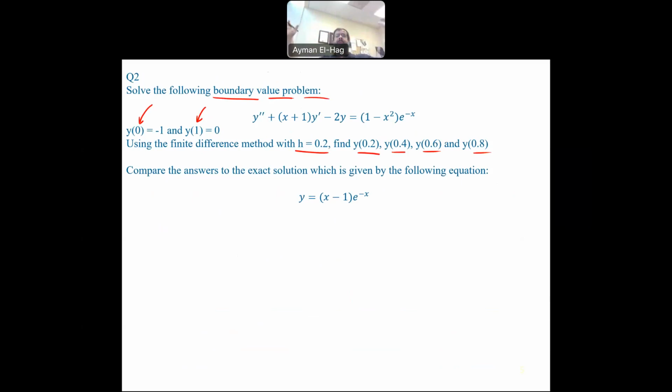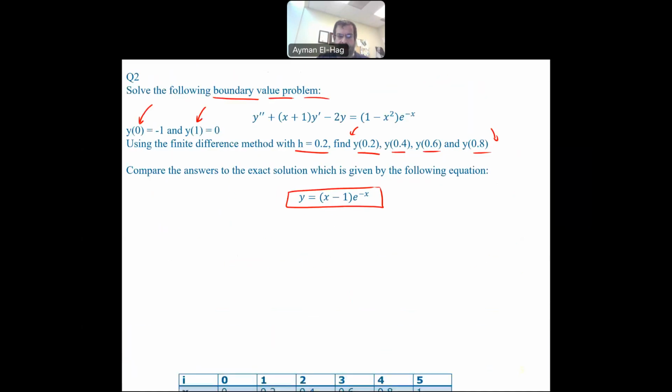So we know the two extreme boundaries. We know y at 0, which is here. I know y at 1, which is there. And I want to find in between. So we have basically four unknowns. And then we'll compare with the exact answer for this second order differential equation. How to find that? So first, let's set our unknowns basically.